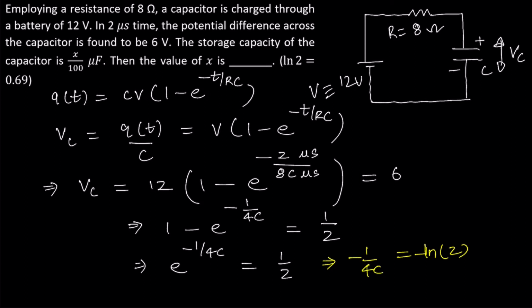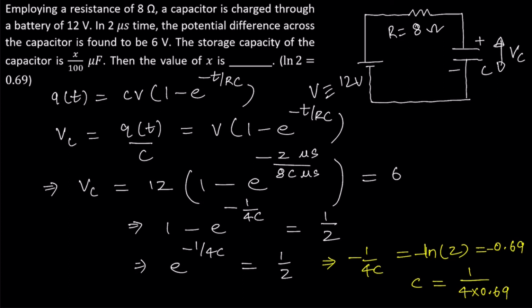Log 2 is given as 0.69. So there is a minus, and then C will be 1 by 4 into 0.69. Okay, so let's do the final calculation. Let me do it here.